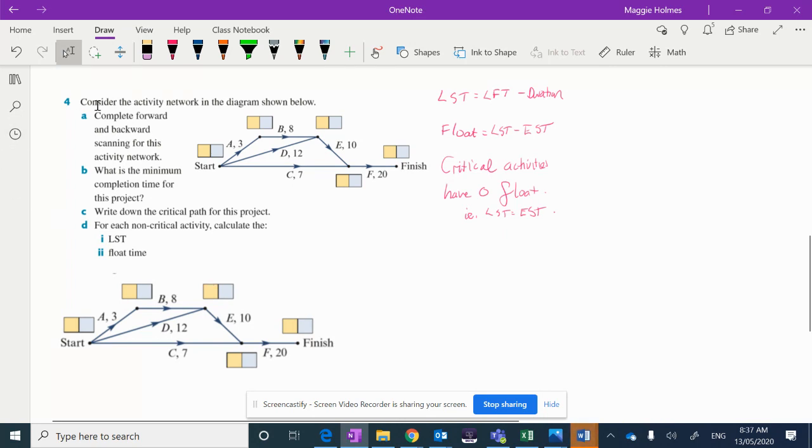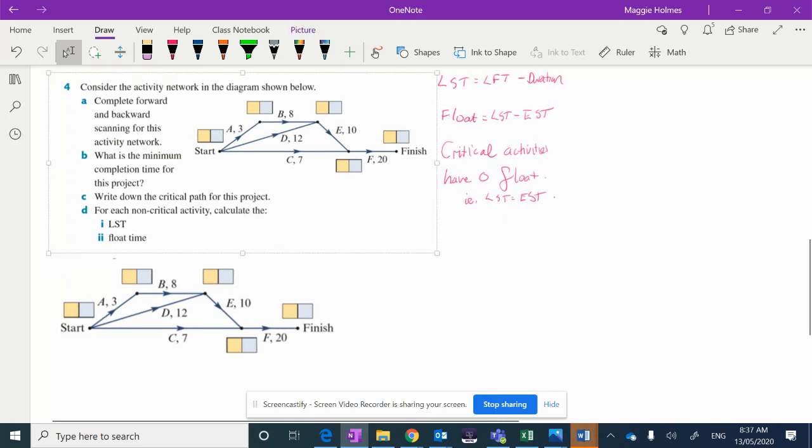All right, for this question, we're going to complete the forward and backward scanning for this activity network. We're going to find the minimum completion time, and we're going to find the critical path for the project. Then, for each non-critical activity, we're going to calculate the latest start time and the float time. So this is just another copy down the bottom where we can fill in our examples. So earliest start time starts at 0. Okay, and then we do the forward scanning process to fill in all of the yellow boxes.